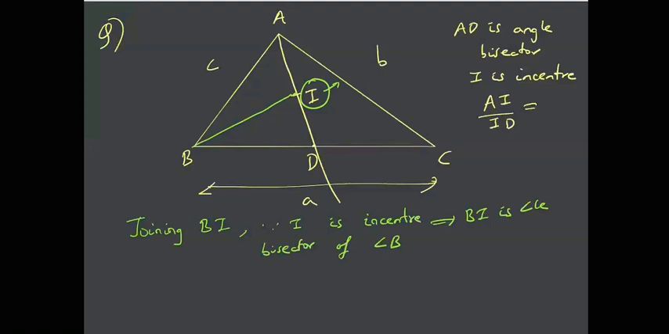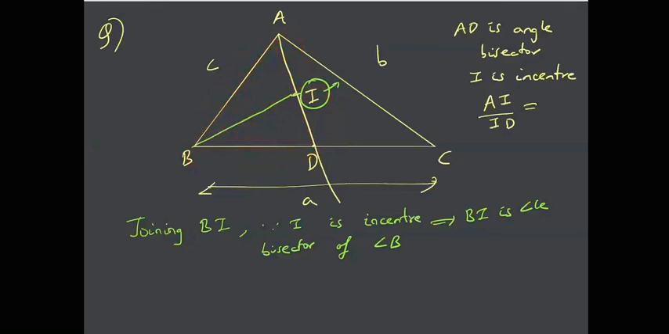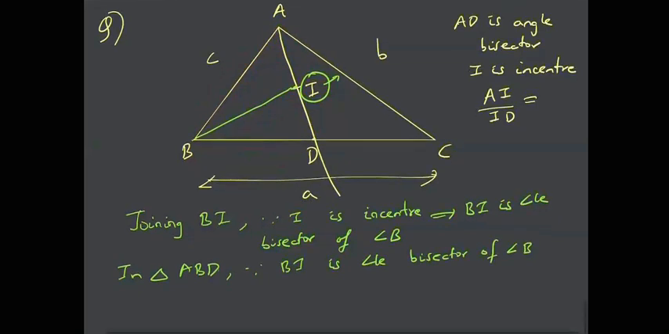Now, if you observe the triangle ABD, you can see that BI is the angle bisector of angle B. So since BI is the angle bisector of angle B, I can say that AI by ID will be equal to AB by BD. In triangle ABD, the angle bisector divides the side AD, that is AI over ID, in the ratio of its adjacent sides, so it is AB over BD.